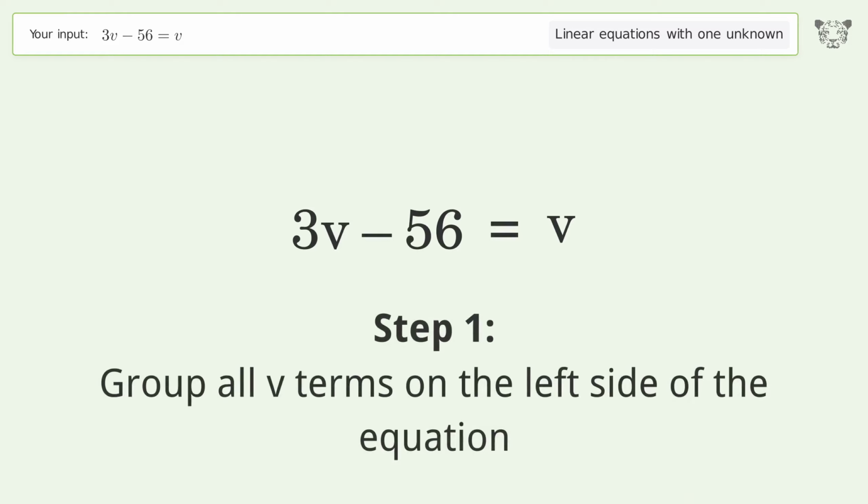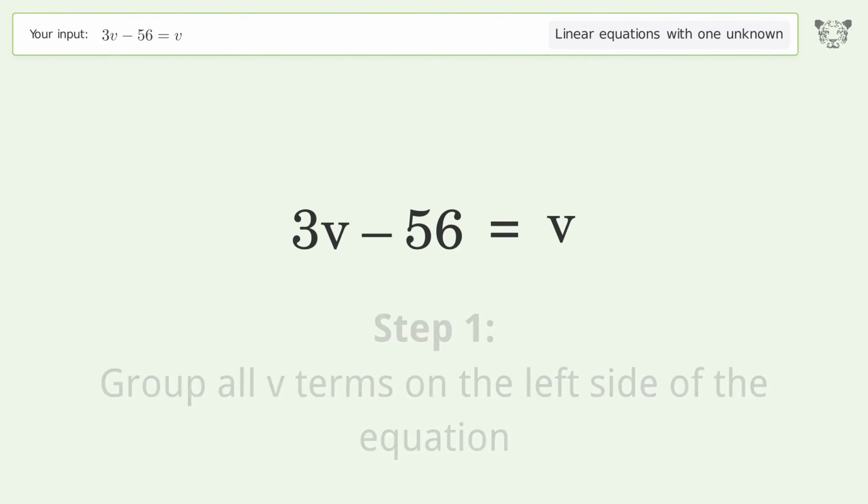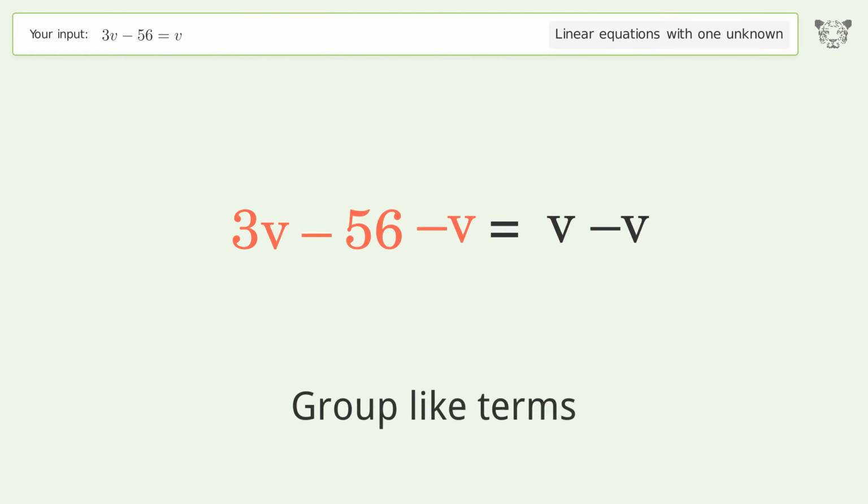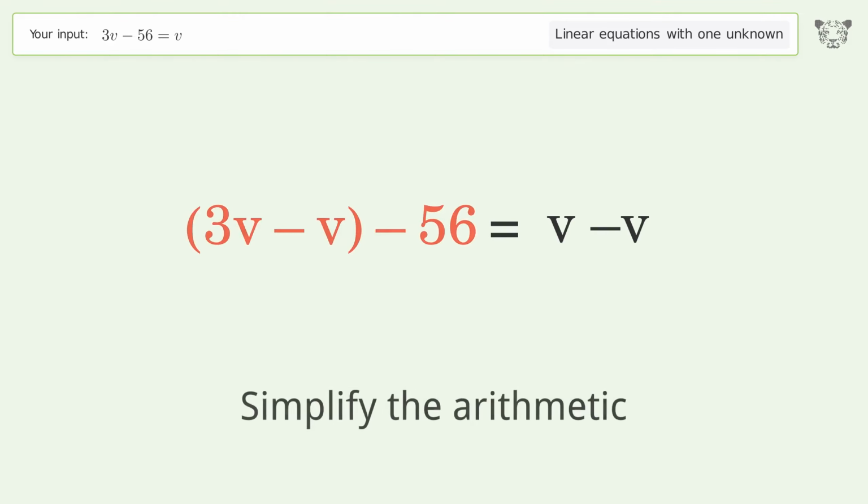Group all v terms on the left side of the equation. Subtract v from both sides. Group like terms. Simplify the arithmetic.